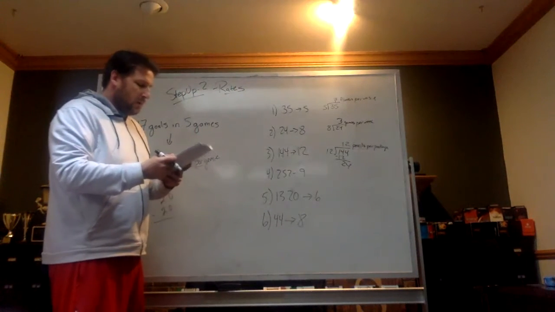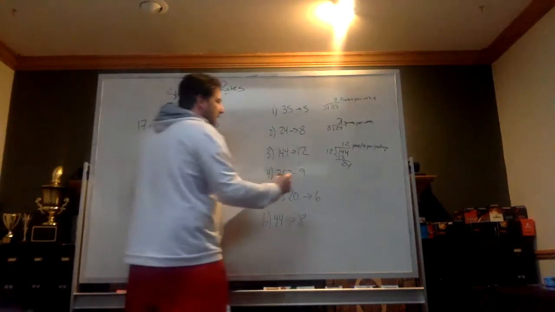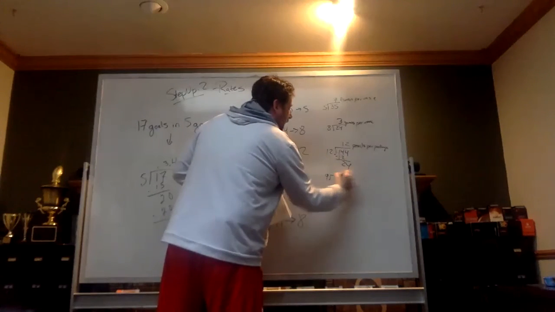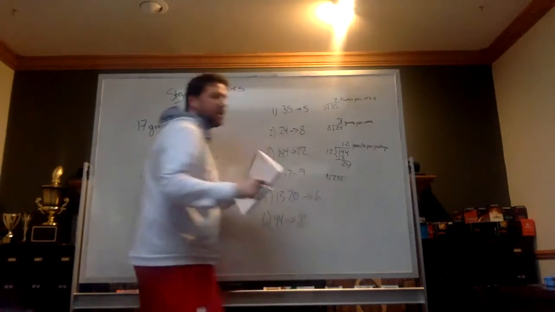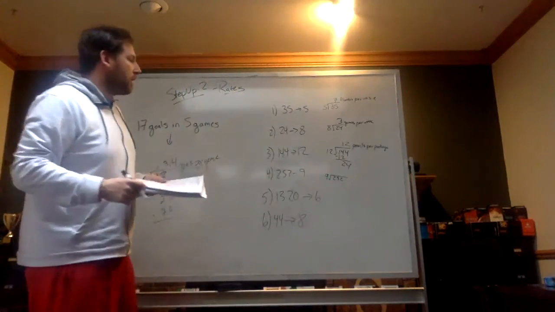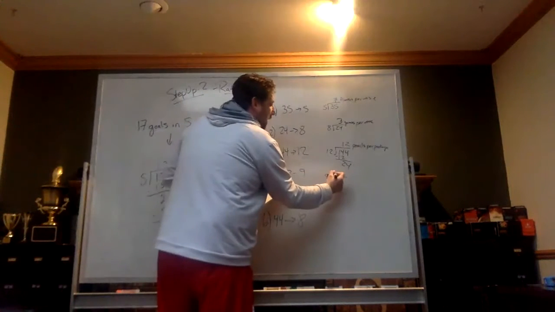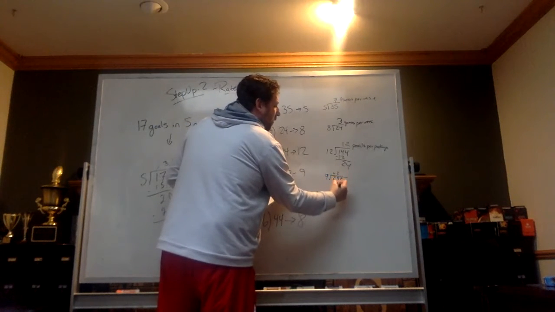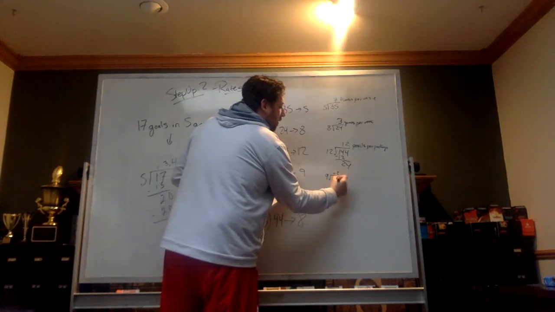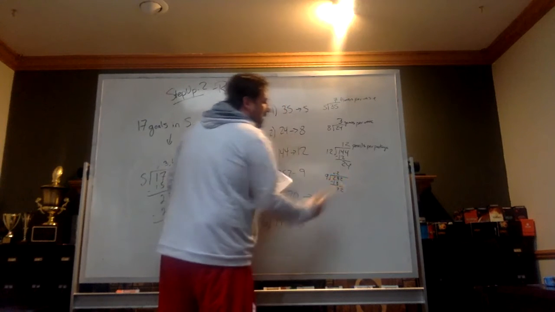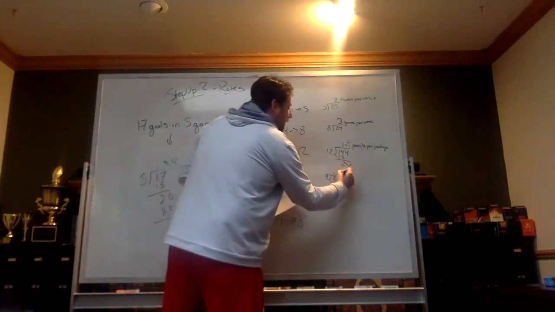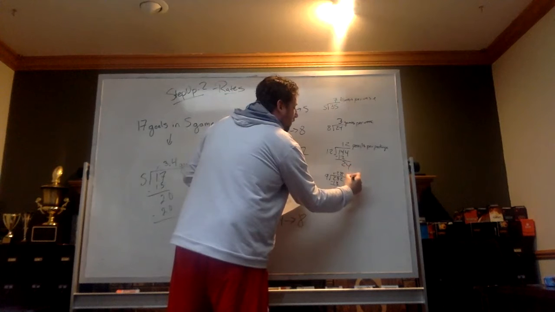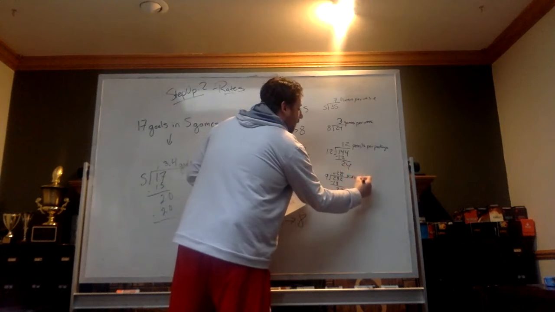Number 4, we have 252 students in 9 classes. So 9 into 252, and we're going to start getting into ones that maybe don't go in evenly. 9 can't go into 2. 9 goes into 25 2 times without going over. 72. 9 goes into 72, 8 times. So 28 kids per class.